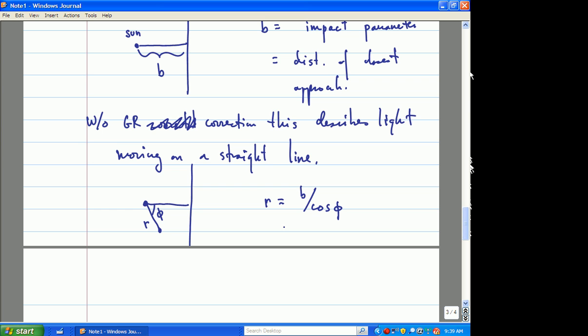It's at its point of closest approach when phi is equal to 0. And r is going off to infinity again when phi goes to plus pi over 2. So for this light ray, phi is running from minus pi over 2 to pi over 2. And r is starting at infinity, going down to some constant value, and going up to infinity again. Any questions on that?